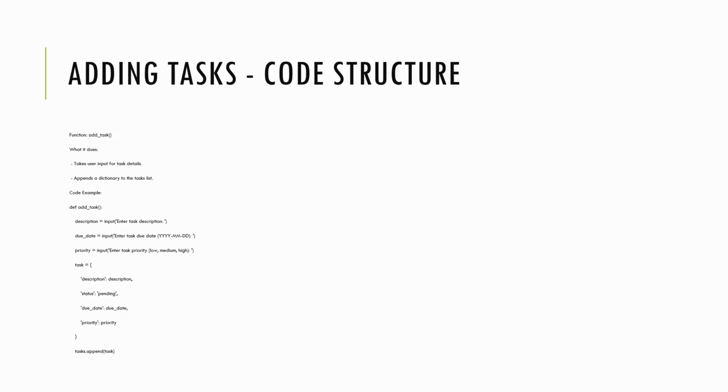Let's dive into the code structure. First, we will focus on the function for adding tasks. When the user enters task details, our add task function will append a dictionary containing the task information to the tasks list. This ensures that the task is stored for future reference.